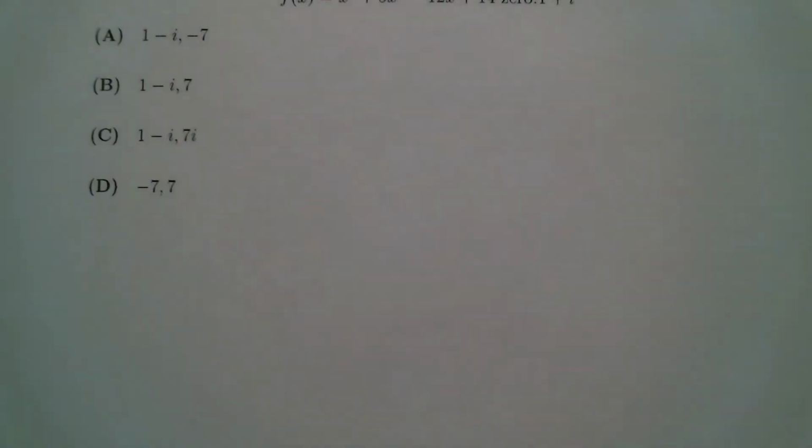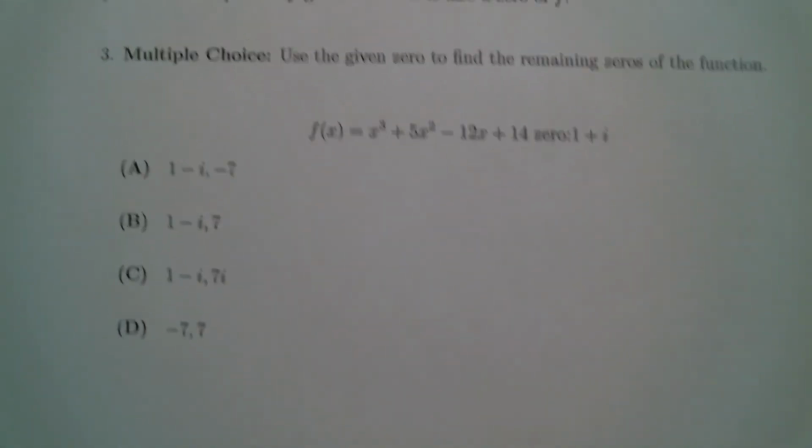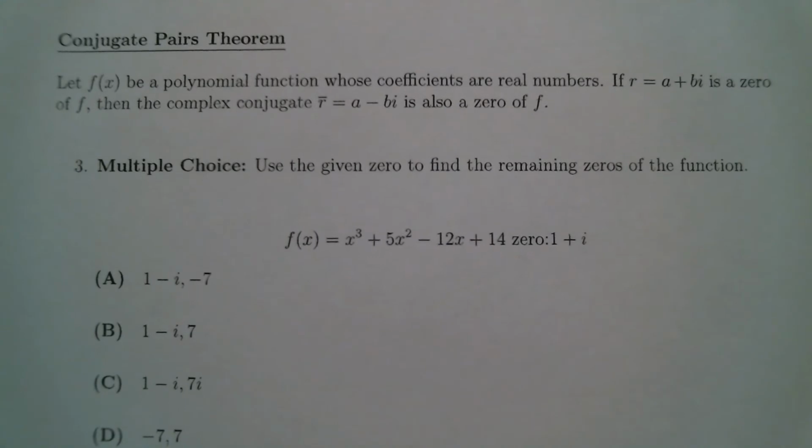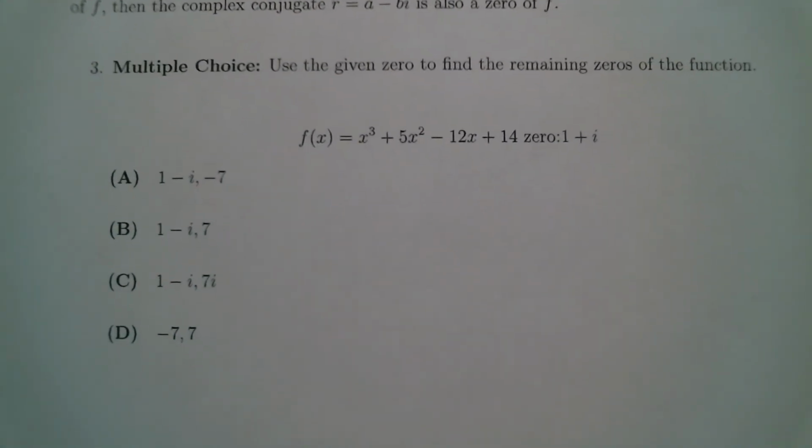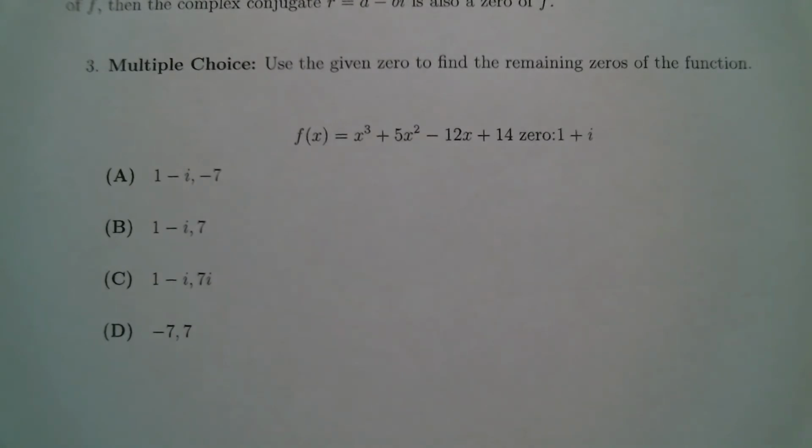So the last type of question you need to know is over here, above question number 3: the conjugate pairs theorem. All that's telling you is that your zeros, if they're imaginary, have to occur in conjugate pairs. That's what I just told you. All right, so here's a question. This is the last type of question you need to know for the final. This is a multiple choice question. You are given a polynomial function of a higher degree, degree 3 here, and you're also given one of the zeros.